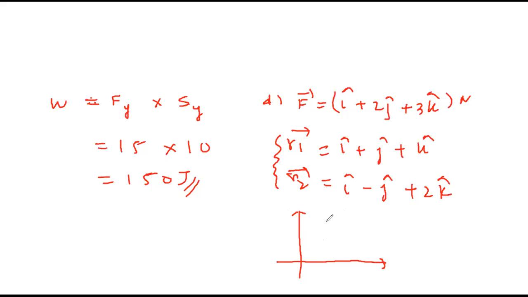Position vector. Correct, position vector. So R1 bar is the position vector for one point and R2 bar is the position vector for another point. The body is displaced from P to Q. So what is displacement? It is the change in the radius vector, R2 minus R1.